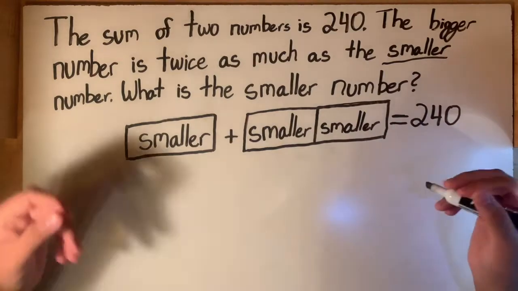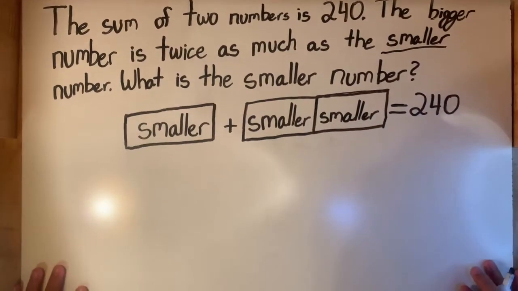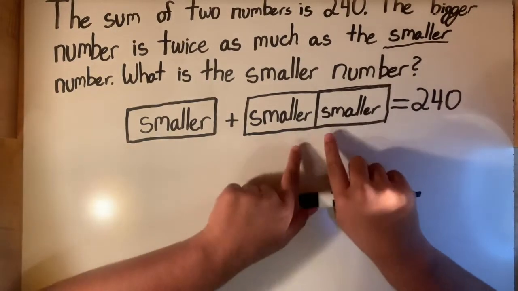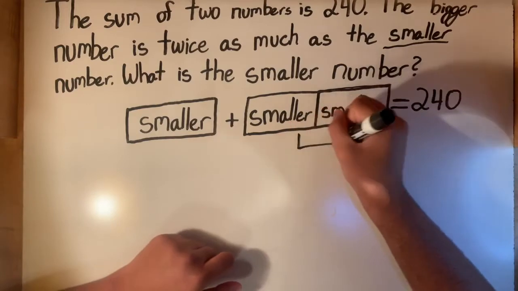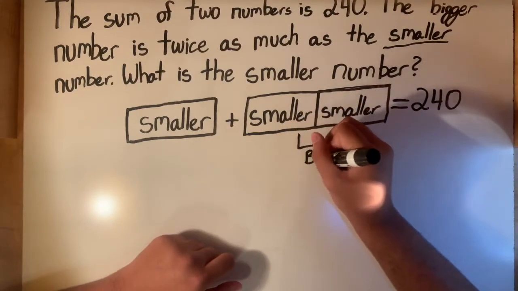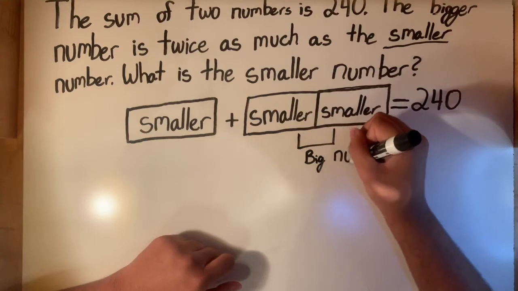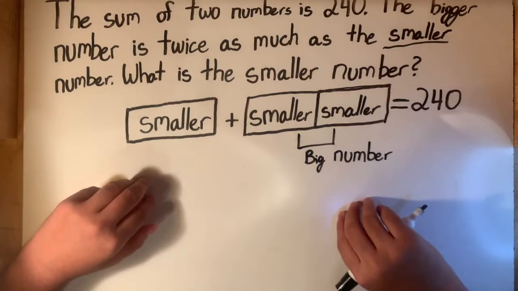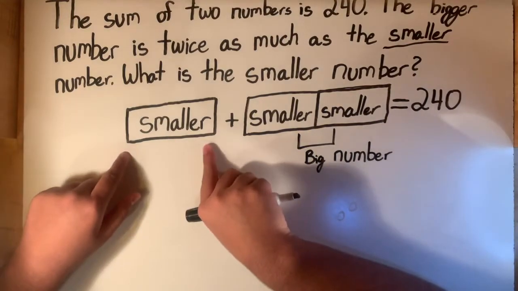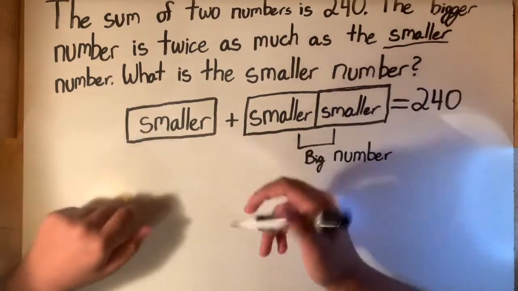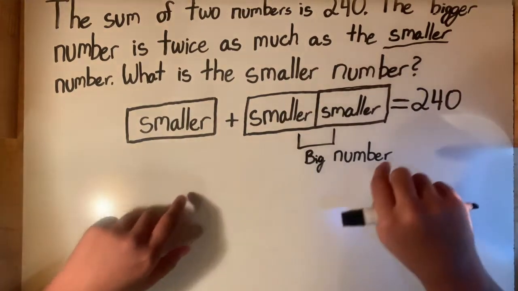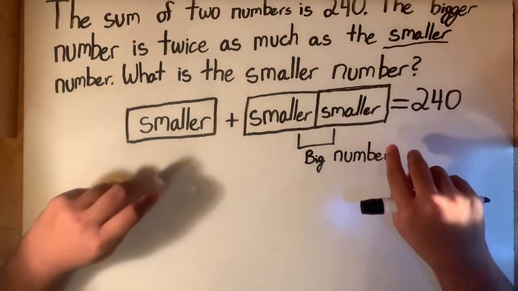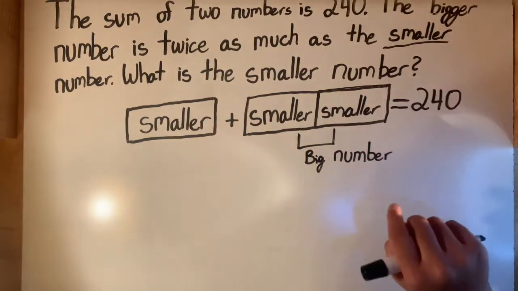I'm just going to explain this in the simplest way possible. We have the smaller number, and then we have the bigger number. We know that the smaller number is something that we don't know, so this is just a placeholder. But two of the smaller numbers put together makes one big number.